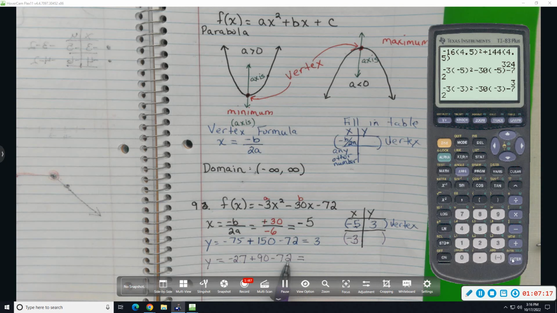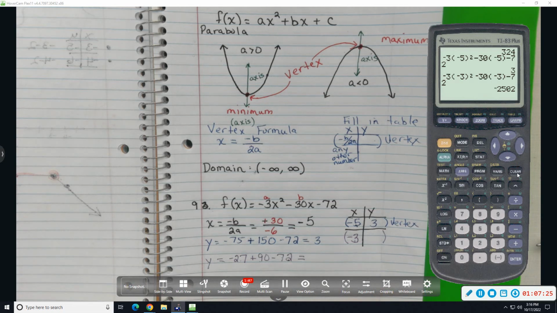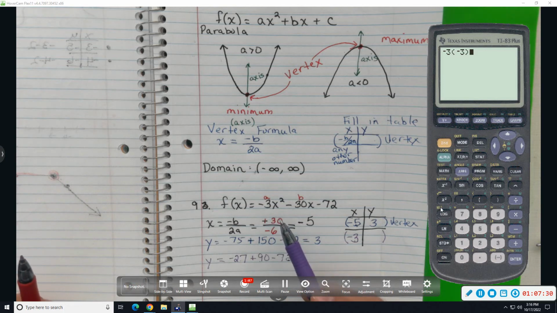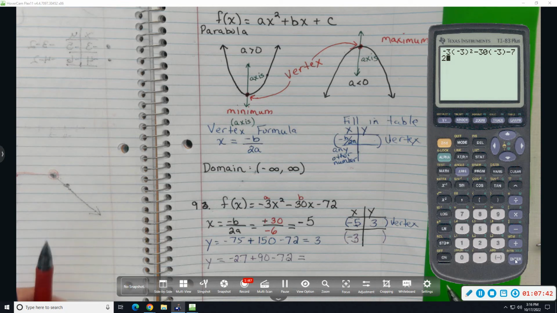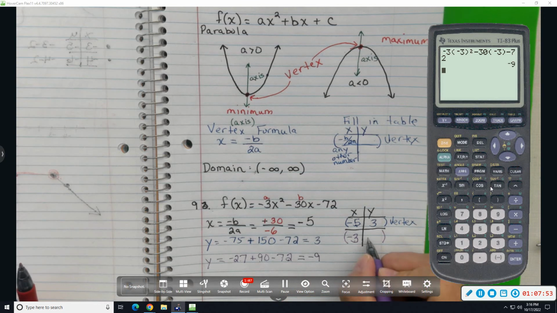No, a negative 99. Is that going to be a negative 9? Oh, Tim, I think you've done something wrong. Negative 3 times negative 3 squared minus, that's a 30 times negative 3 minus 72. So that's a negative 27 plus 90 minus 72. I'm getting a negative 9. Yep. Okay. So that'll be on the graph.